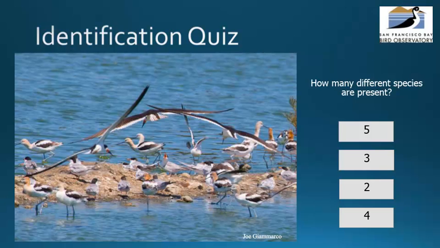This photo has several different species. Sometimes the sites will consist of many species, so practicing identification or bringing a guidebook is helpful. How many species can you identify here?